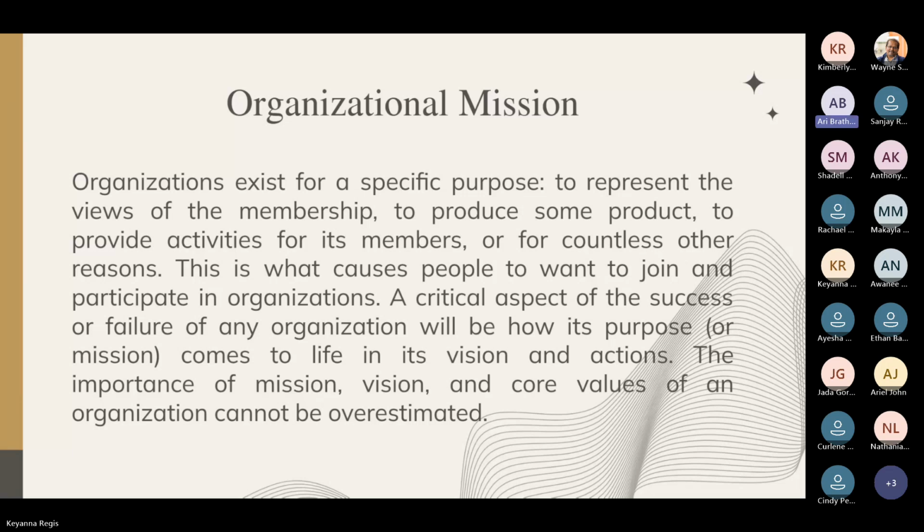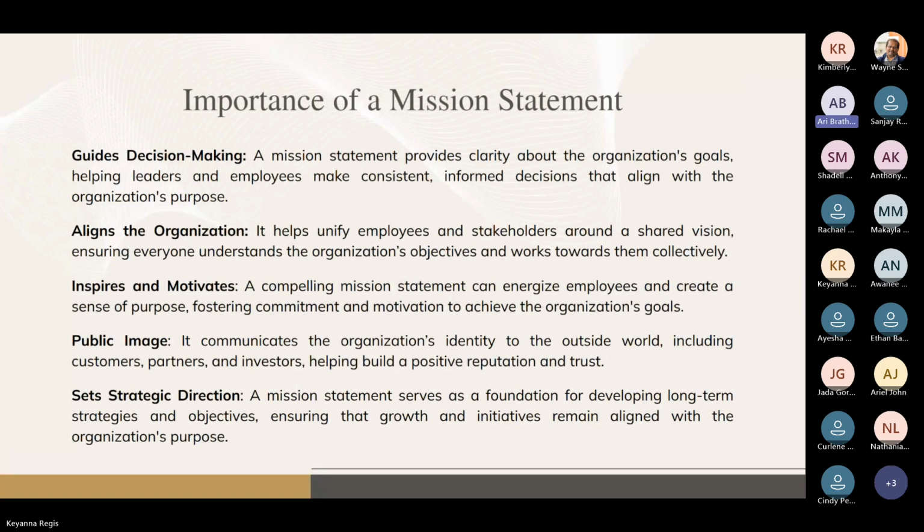The importance of mission, vision, and core values of an organization cannot be overestimated. Next slide, please. The importance of a mission statement. It guides decision making. A mission statement provides clarity about the organization's goals, helping leaders and employees make consistent, informed decisions that align with the organization's purpose. It aligns the organization. It helps unify employees and stakeholders around a shared vision, ensuring everyone understands the organization's objectives and works towards them collectively.